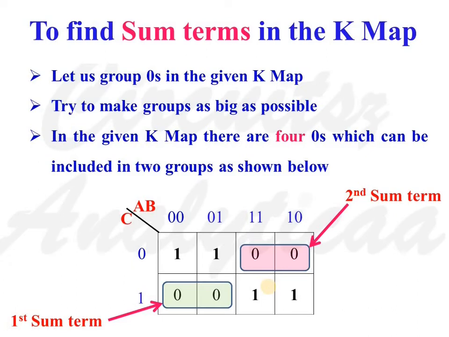Next possibility is making a group of 4 zeros. Even though in this K-map there are 4 zeros, as the 4 zeros are scattered across the K-map, we cannot make a single group of 4 zeros. Next possibility is making groups of 2 zeros. Here we can group 2 zeros. So this is the first group which defines first sum term, and this is the second group which defines second sum term of the K-map.